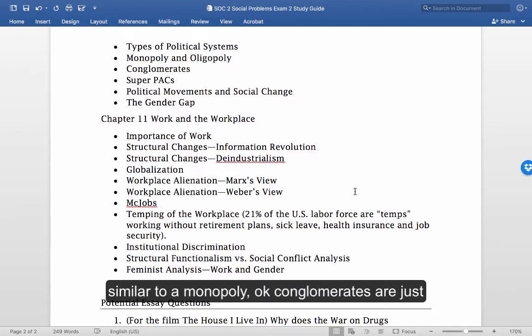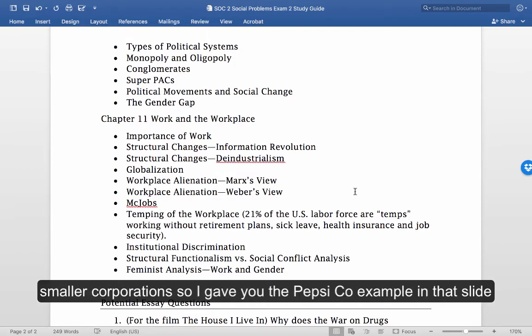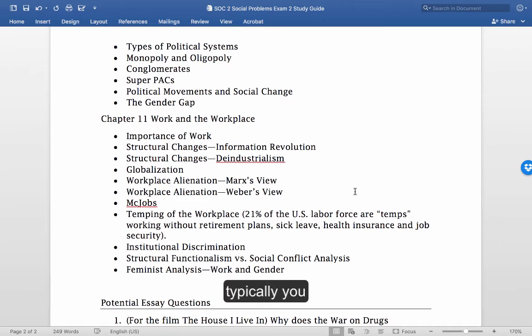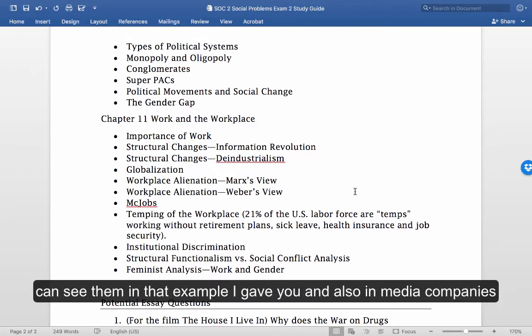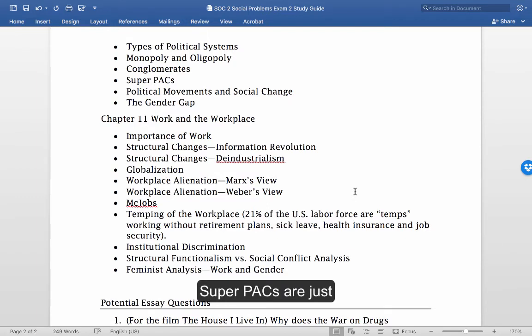Okay, conglomerates are just corporations that are huge, that are made up of several smaller corporations. So I gave you like the PepsiCo example in that slide. Typically, you can see them in that example I gave you, and also like media companies.